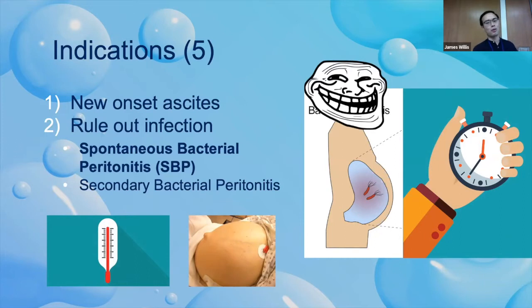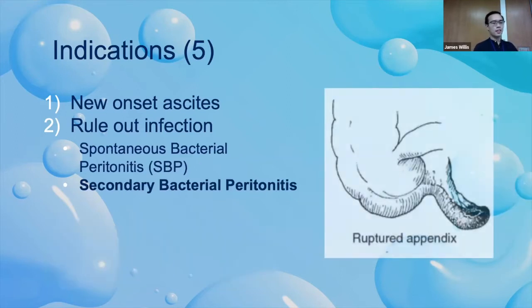So you want to perform a diagnostic paracentesis for any change in clinical status of a known cirrhotic, including even hospital admission. All right. And another infectious cause could be secondary bacterial peritonitis, which is basically infection coming from intra-abdominal surgically treatable sources of infection, such as perf appendicitis, perf diverticulitis, cholecystitis.